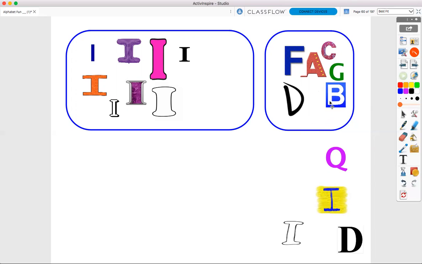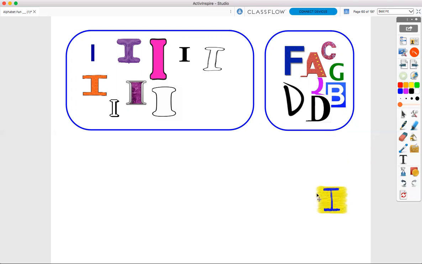What about this? Not the letter I. Is this the letter I? No. This is letter I. Is this the letter I? No. But is this the letter I? Yes. Grown up, uppercase, capital letter I.